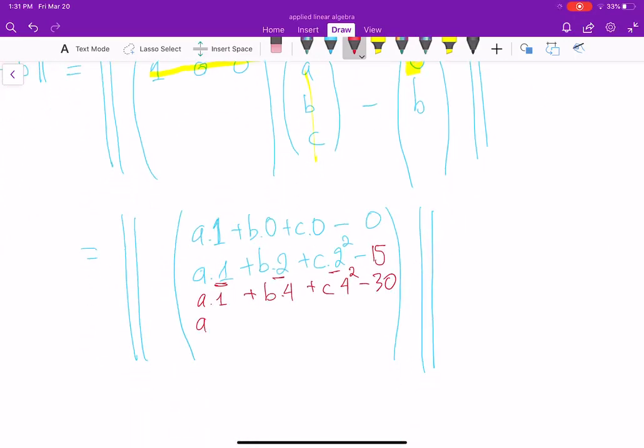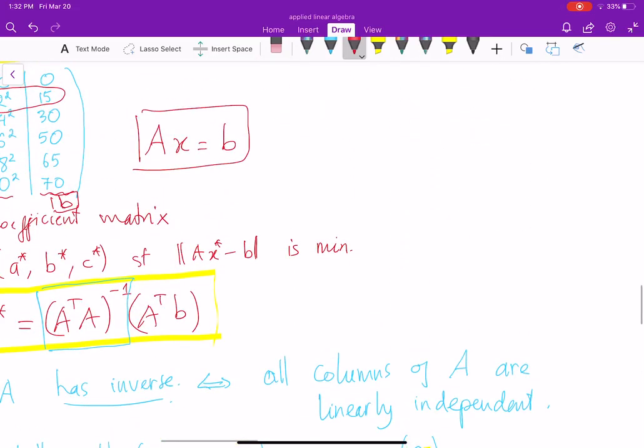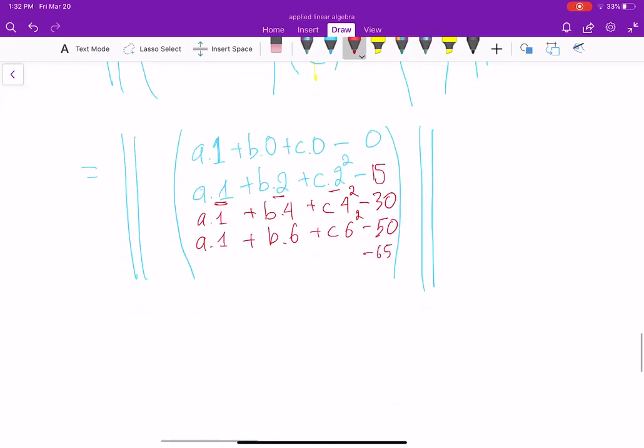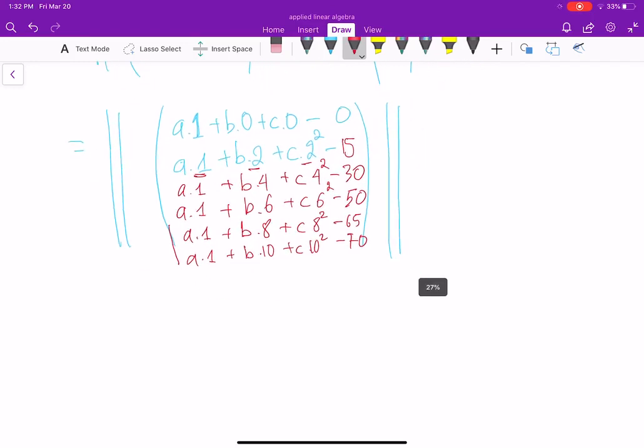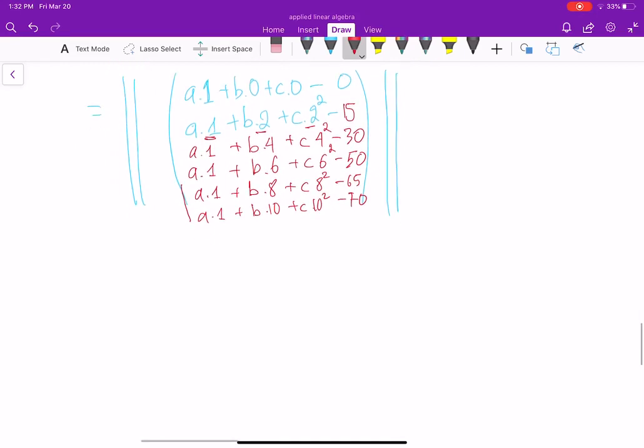For the next one, I have a times 1 plus b times 6 plus c times 6 squared minus 50, I guess. Yes, 50, and then 65, and then 70. I write 65 here and then minus 70 here so that I will not forget. We still have two equations, which will give us two rows: a times 1 plus b times 8 plus c times 8 squared, and a times 1 plus b times 10 plus c times 10 squared minus 70. Then we calculate this norm, which is very huge, but that is fine.